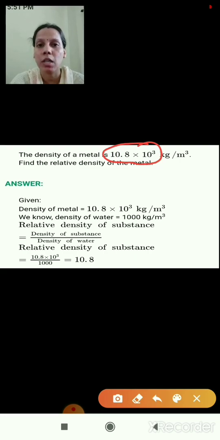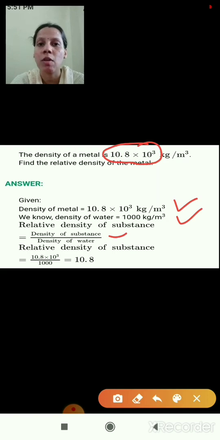So as you can see here, density of metal is 10.8 multiplied by 10 raised to 3 kilogram per meter cube, which is given in the question. And we know the density of water, that is 1000 kilogram per meter cube. 10 raised to 3 means what? That is 1000. Yes, 10 raised to 3 is equal to 1000. So 1000 kilogram per meter cube. Instead of 10 raised to 3, I have written 1000 here. That is also same as 10 raised to 3. So relative density is equal to density of substance upon density of water.